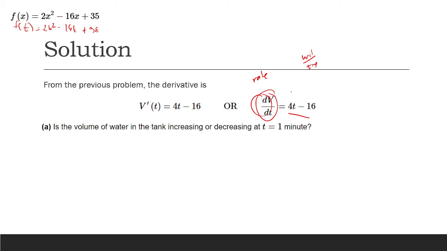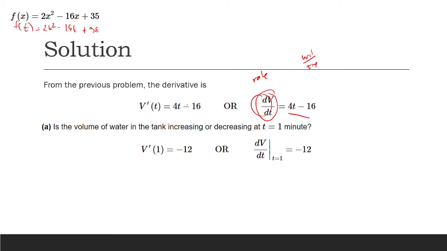Now, sagutin natin isa-isa yung question. So, letter A: is the volume of the water in the tank increasing or decreasing at t is equal to 1 minute? So, what we should do now is just take the instantaneous rate of change at which t is equal to 1 minute. And how do we get that? We substitute that to our equation. So, let me correct pala, no? This is your average rate of change, 4t minus 16.